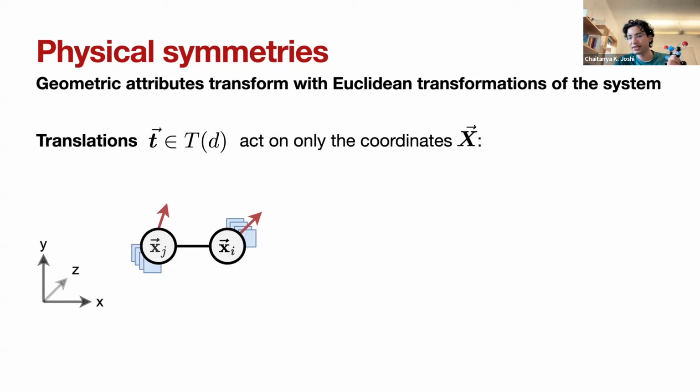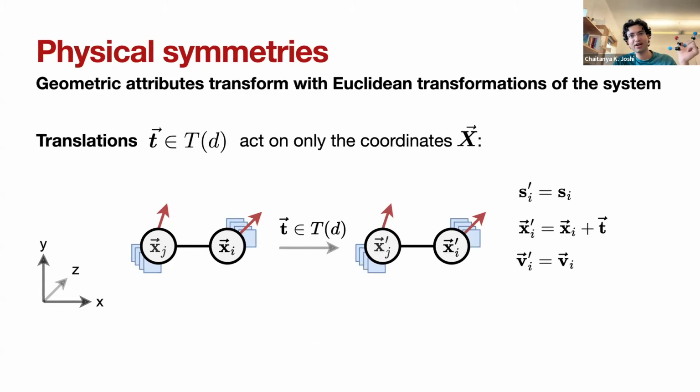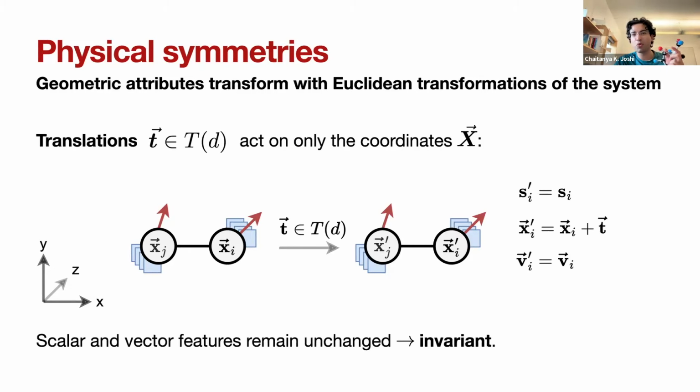Similarly, you could translate your geometric graph in 3D space. Now, importantly here, only your coordinates change. Your vector features don't. And the reason for that is that the vector features are usually defined with respect to your current coordinate. So there's a small distinction between vector features and coordinates, but essentially you have these two types of physical symmetries acting on your geometric graphs.